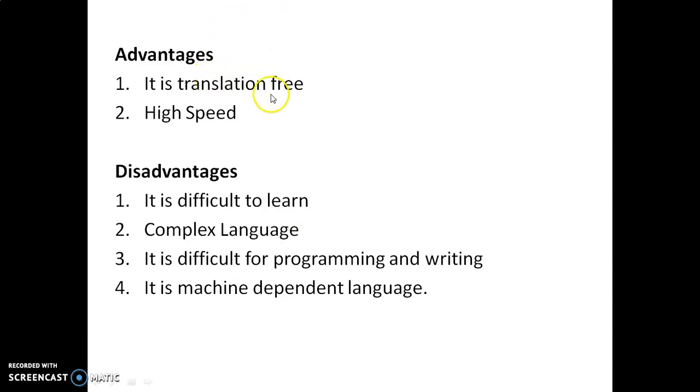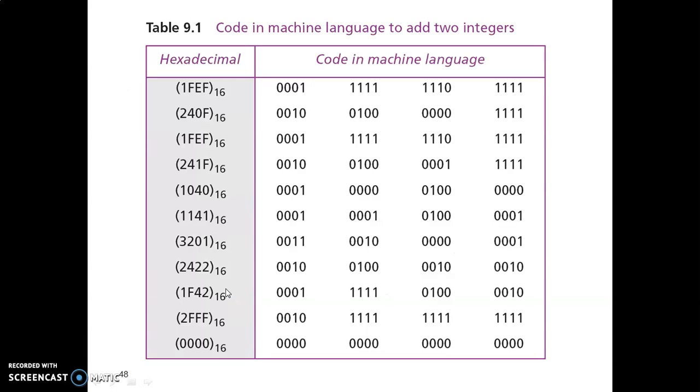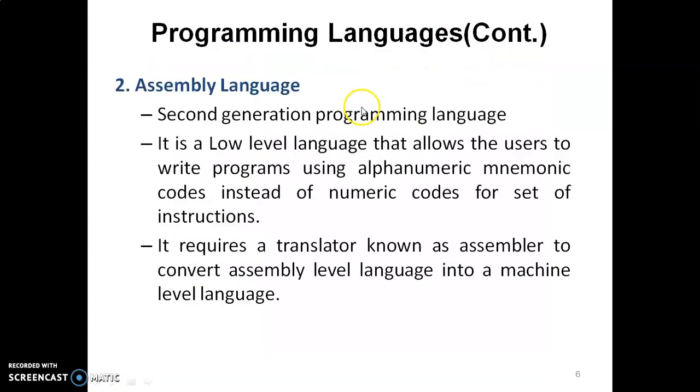Advantages: it is translation free and high speed. Disadvantages: it is difficult to learn, a complex language, difficult for programming and writing, and it is a machine dependent language. Let's see, this is a table of a code in machine level language to add two integers. Here we can see the left one as a hexadecimal notation and the right one as a code in machine level language, which we represent in the form of zeros and ones.